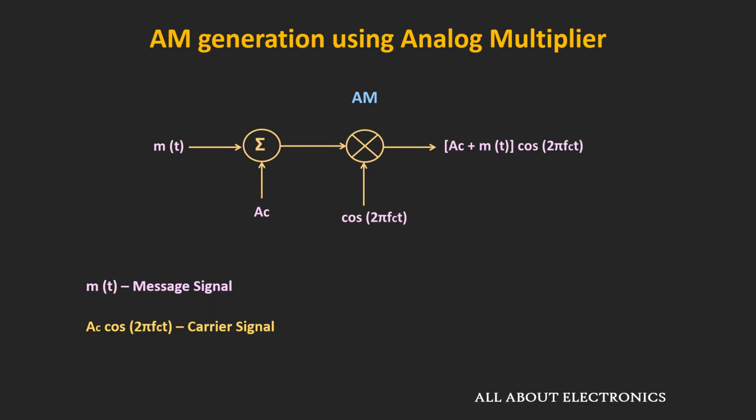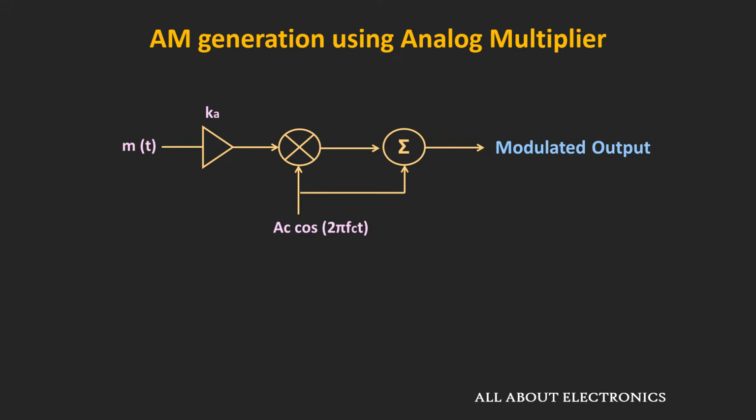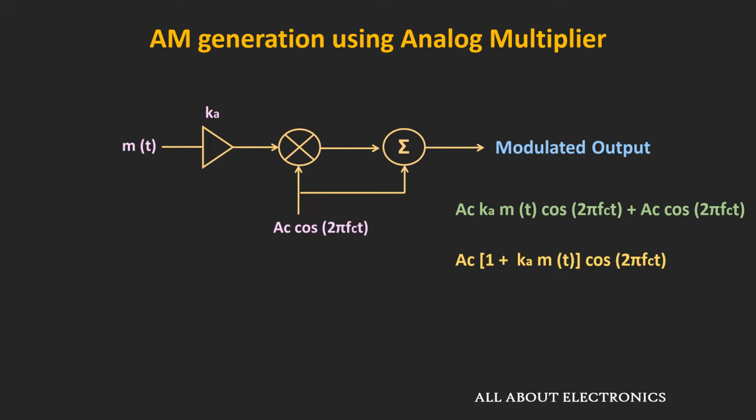Then the second way is using this analog multiplier, we can multiply the message signal and the carrier signal, and then this carrier signal can be added with this multiplied signal. Now usually during this AM generation, this message signal also gets multiplied by some constant factor. So typically the modulated output would be of this form. And if we take this Ac cos omega c t outside, then we can write the same expression in this way. So this is another way to express this AM signal.